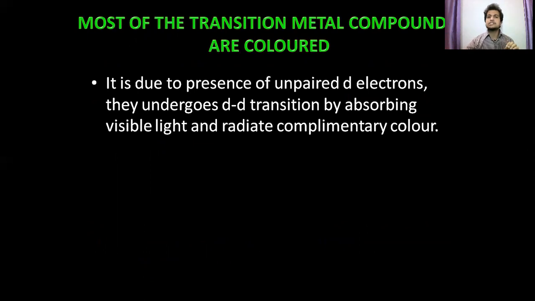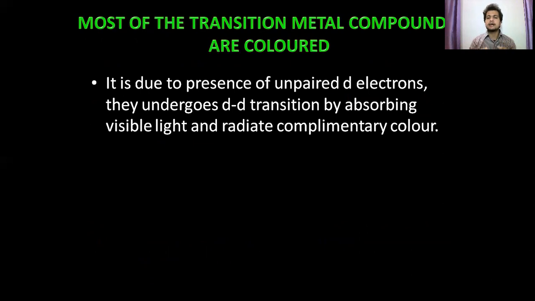So most of the compounds of transition elements are colored. Now what is the reason? The color is due to the presence of that unpaired electron, and remember that it is the excitation of this unpaired electron from the lower d orbital to a higher d orbital. That is what we call d-d transition.